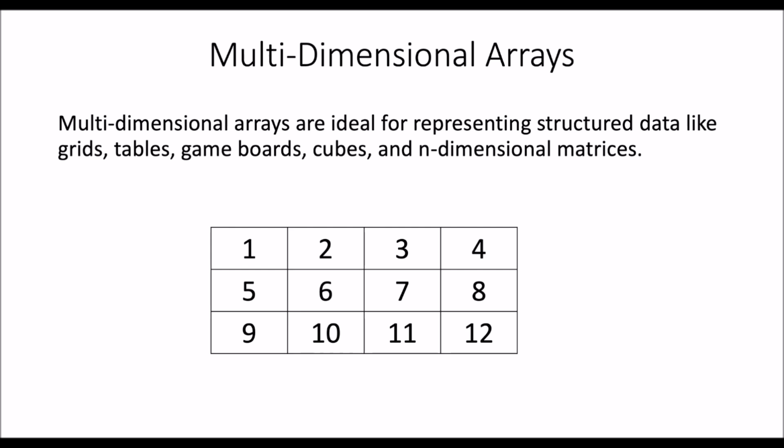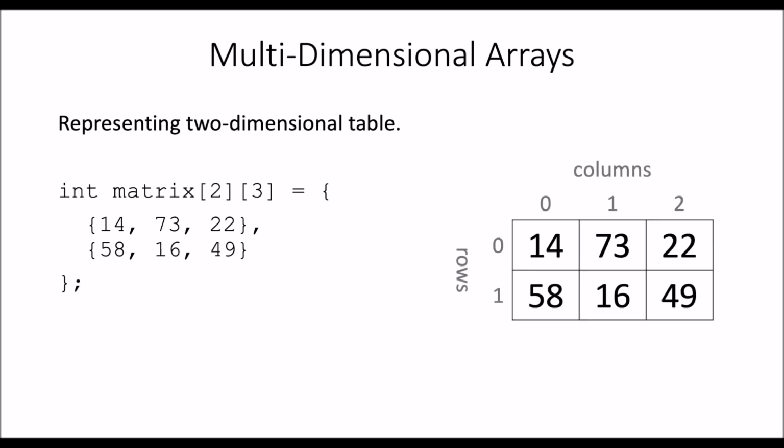Here I have an illustration of a grid or a table. It has 2 dimensions, there's 3 rows and 4 columns. Let's check out how we would represent this in C or C++. On the right, I create a 2-dimensional array named matrix. The first dimension has a size of 2, while the second dimension has a size of 3.